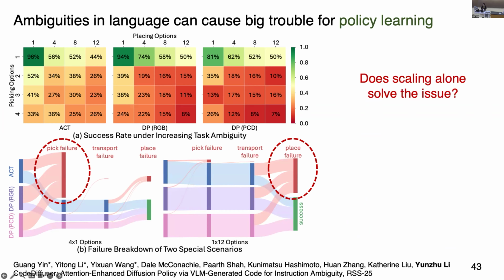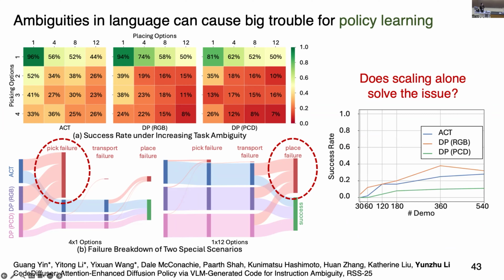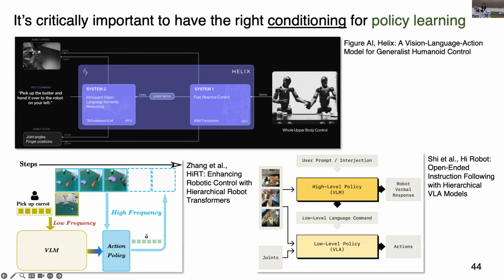So we are also asking the question, does scaling alone solve the issues? Can we just collect more and more data and these issues will automatically be resolved? What we find is actually not really the case. We tried to increase the amount of demos, but the performance of all three of these methods doesn't show the scaling that we expected. That is why having the right conditionings for your policy learning is actually quite important.